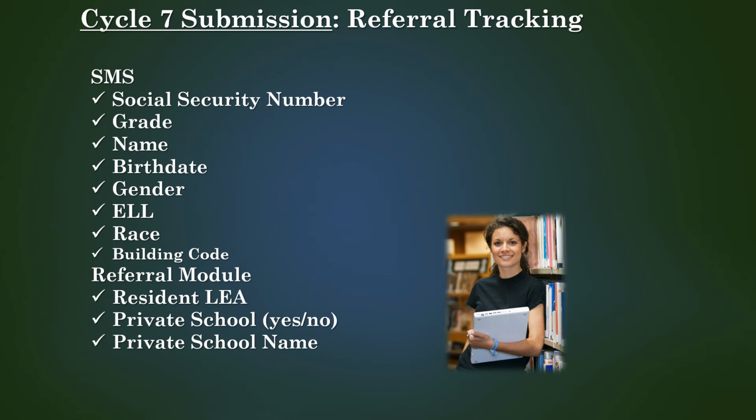The following fields are pulled from demographics for referral tracking. Under SMS, the Social Security number, grade, name, birth date, gender, ELL, race, and building code. Under the referral module, the resident LEA, if the student attends a private school, and the name of the private school.